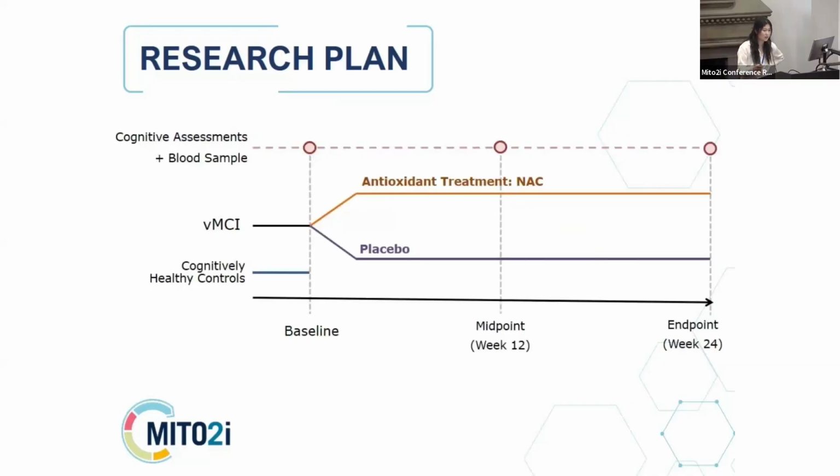This study is built in from our 24-week double-blinded placebo-controlled clinical trial. This trial is investigating the effects of antioxidant treatment, N-acetylcysteine supplements, on cognitive performance in the VMCI population. VMCI patients are randomized to either the antioxidant group or placebo, and cognitive assessments and blood sample collections are done at three time points.